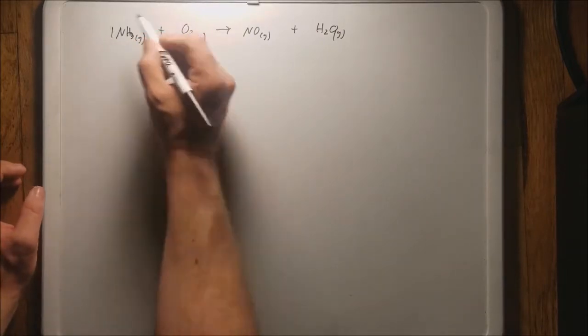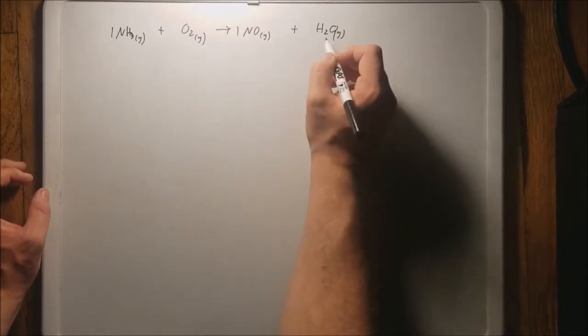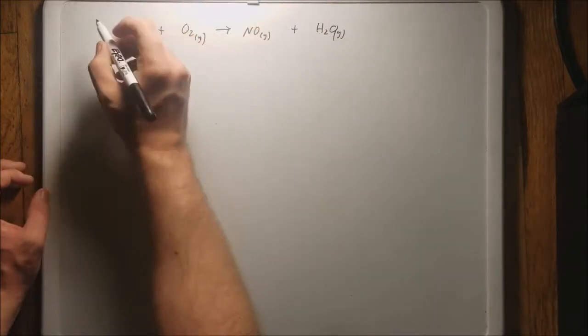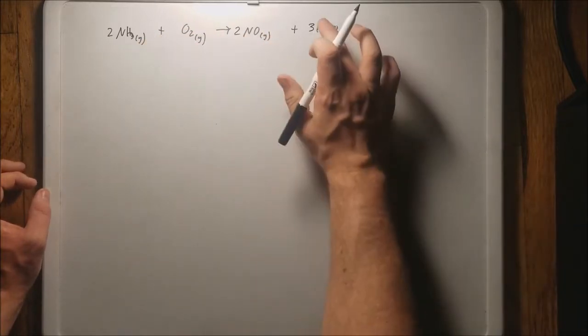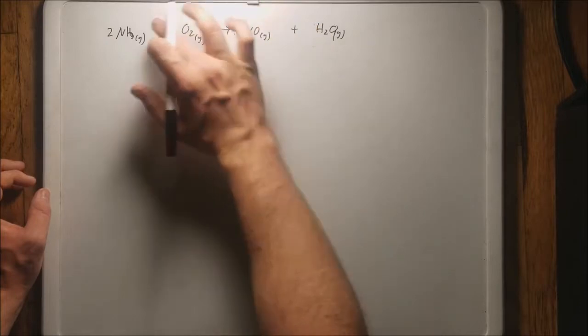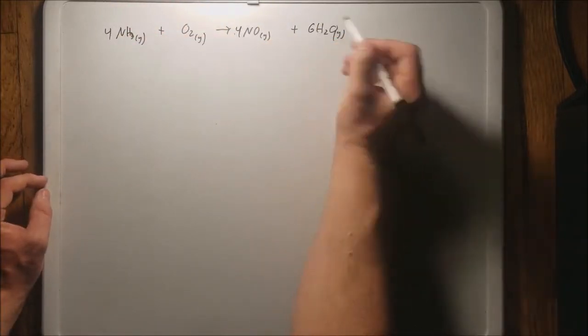So let's try balancing with 1. Let's keep these nitrogens the same. 1. No, we can't get those hydrogens. So let's try 2. 3 here. That gives us an odd number of oxygens, which won't work. So let's double that again. We get 4, 4, 6.